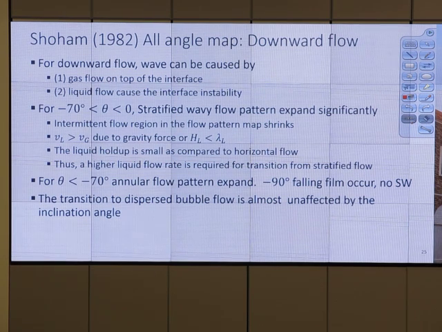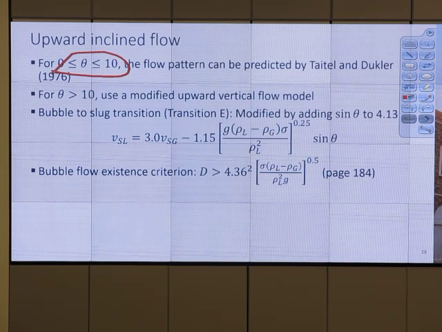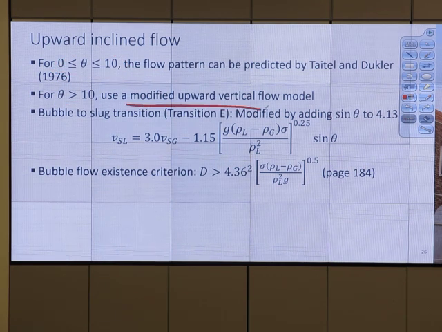Let's move on. For upward inclined flow, for 0 to 10 degrees, we can use the Taitel-Dukler model. No problem. For angle more than 10, we need to use a modified upward vertical flow model.